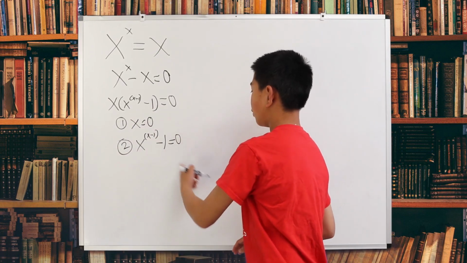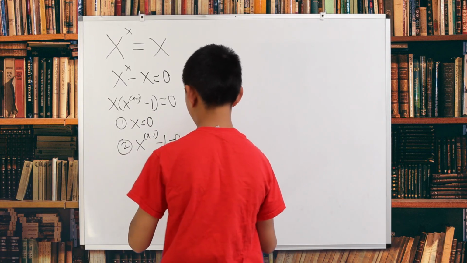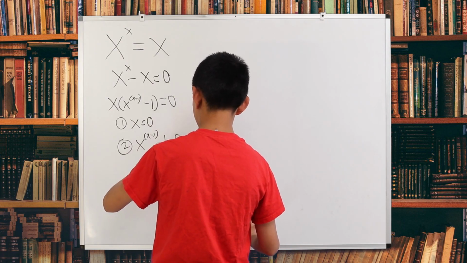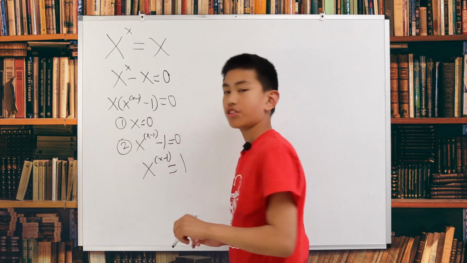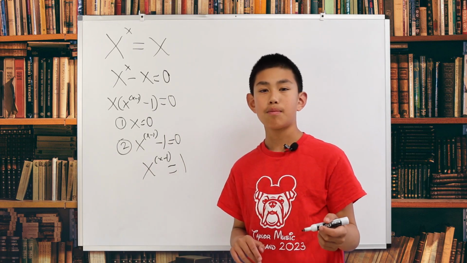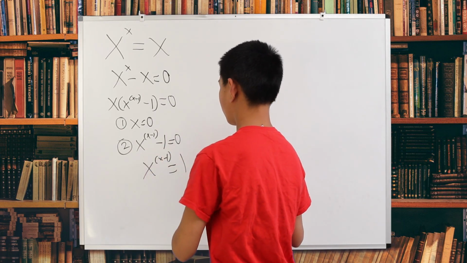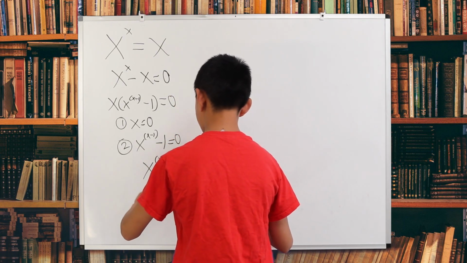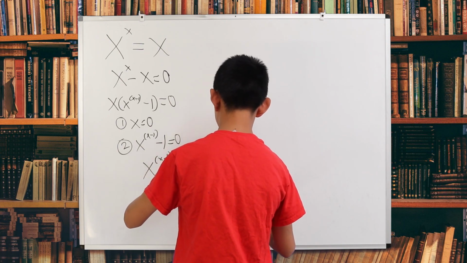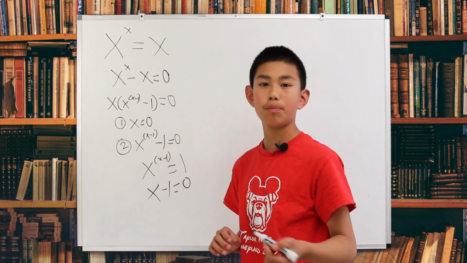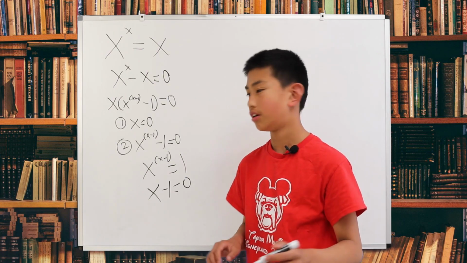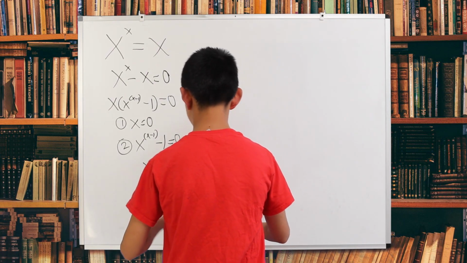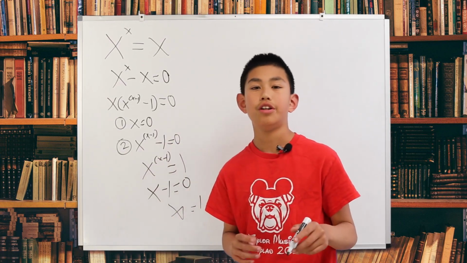Now we just solve the second one. So this is going to be x to the power of x minus 1 is equal to 1. And since these are equal, that means we can make the powers equal. So right here it's going to be x minus 1 is equal to 0, because anything to the power of 0 is 1. So therefore we get x is 1 in our second solution.